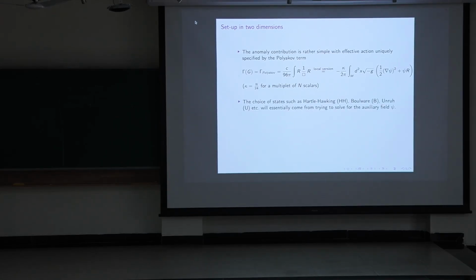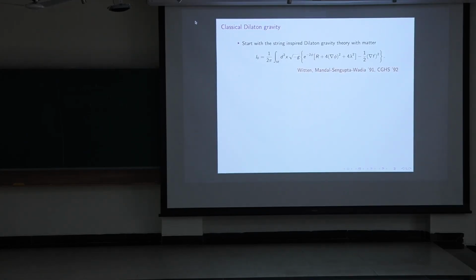Okay. And then we'll have many choices of states that you have been talking about: Hartle-Hawking, Boulevard, Unruh, and so on. And we'll also consider dilaton gravity with RST terms, which essentially helps you preserve some symmetries of the problem. And then the calculation, in fact, just becomes quite simple. So we'll start with the classical CGHS model.